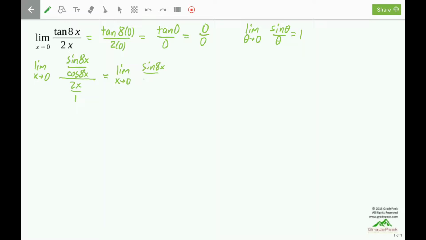This will be the sine of 8x over the cosine of 8x times the reciprocal of 2x over 1, which is 1 over 2x. And we can multiply these together. It'll become 1 times sine of 8x is sine of 8x, and 2x times cosine of 8x is 2x cosine of 8x.